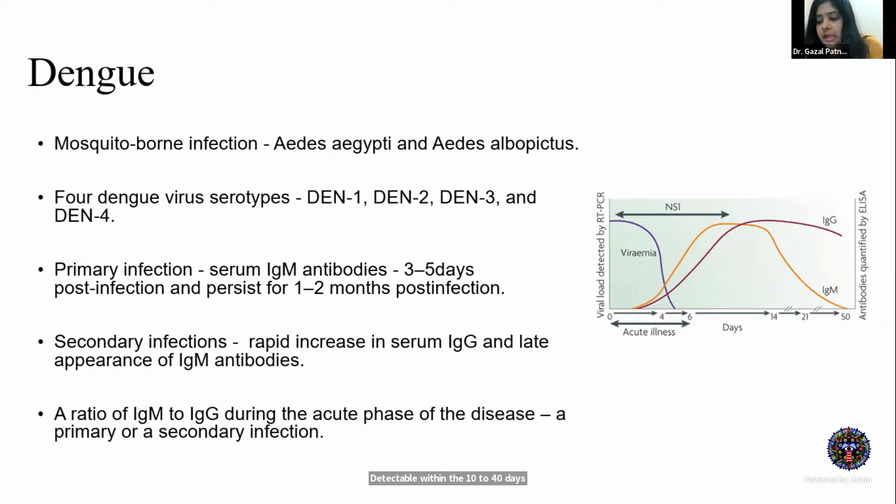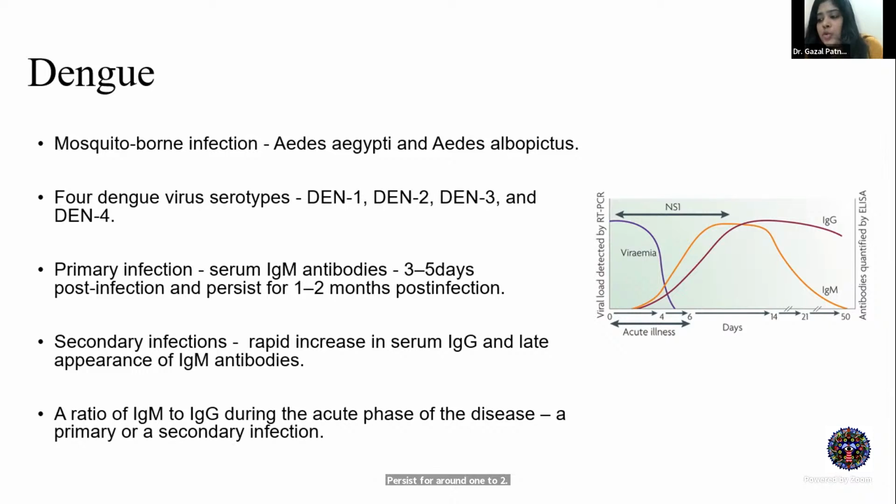The next infection we are dealing with is dengue. Dengue is a mosquito-borne infection. Various serotypes are available. We need to focus on the time period. That is, the primary infection results in increase in the IgM antibody by 3 to 5 days post-infection, and that persists for around 1 to 2 months of the infection.